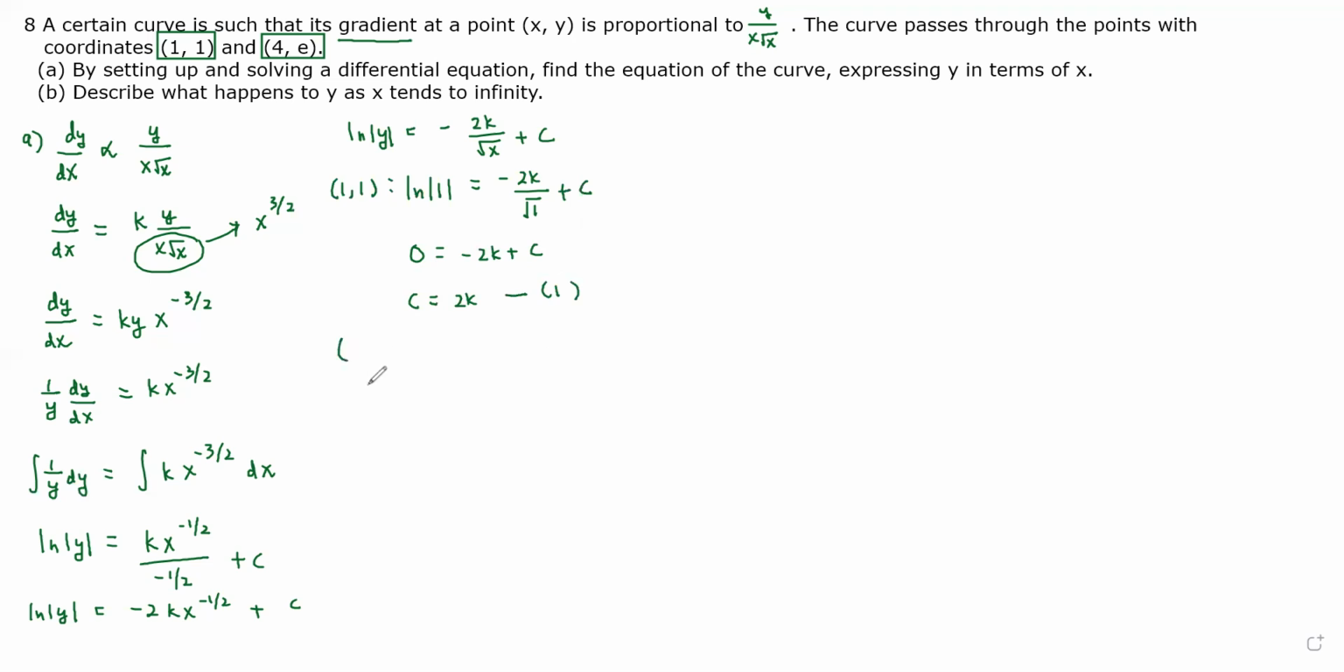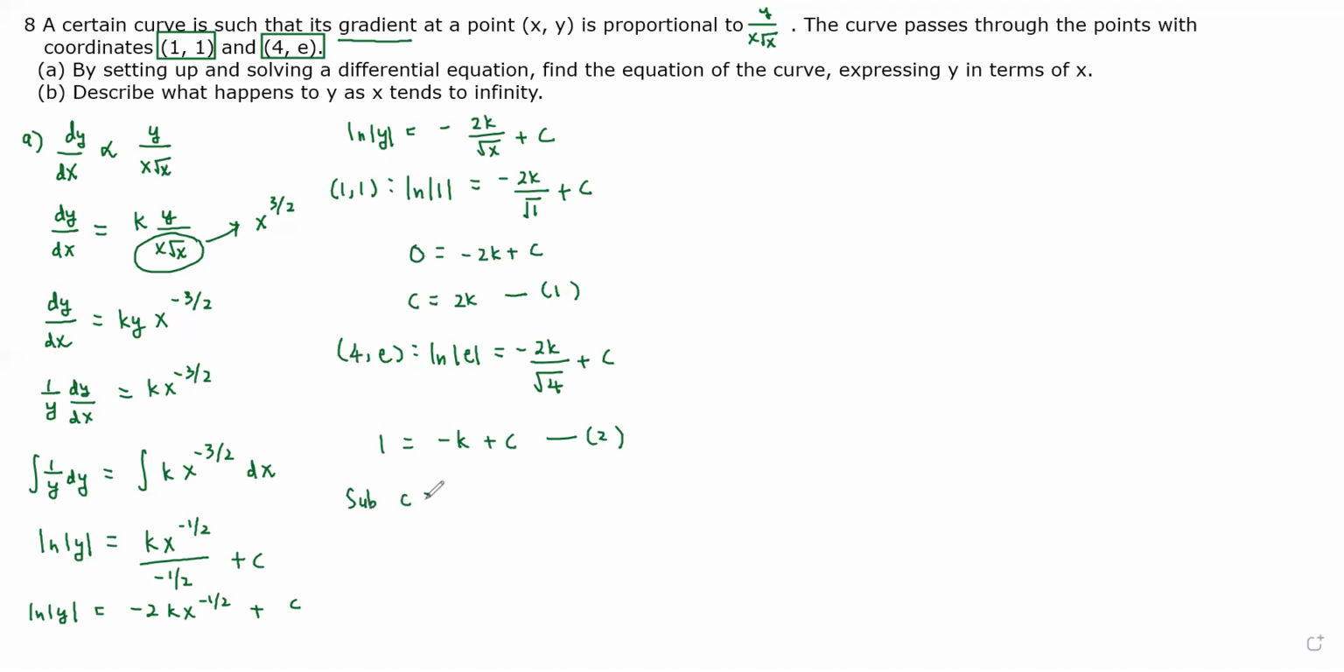The curve passes through another point with coordinates 4 and e. We replace x with 4 and y with e. So we have ln e equals negative 2k over square root of 4 plus c. Ln e is 1 and square root of 4 is 2. That is 1 equals negative k plus c. That is equation number 2.